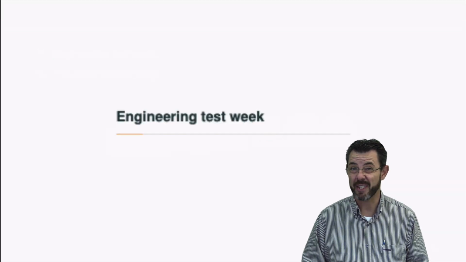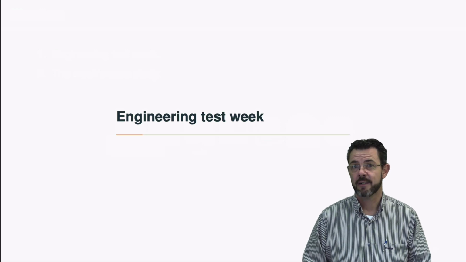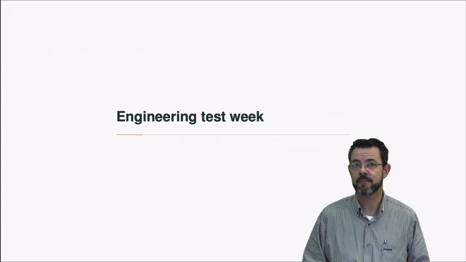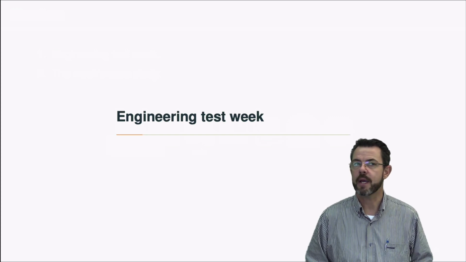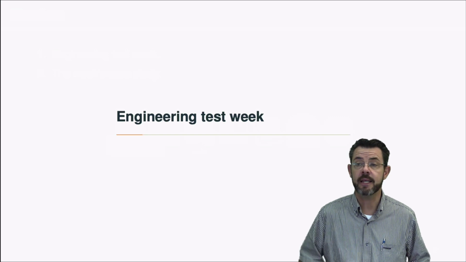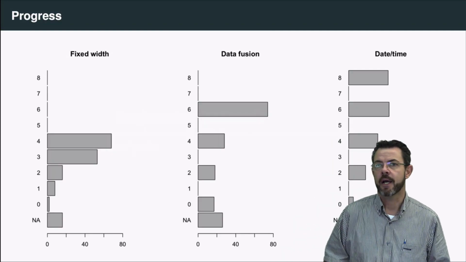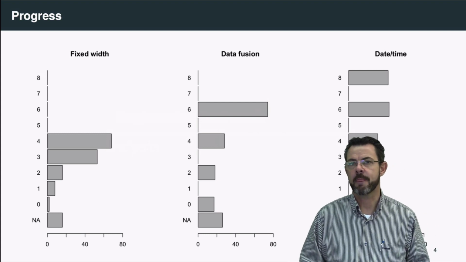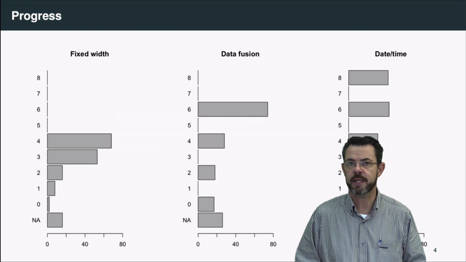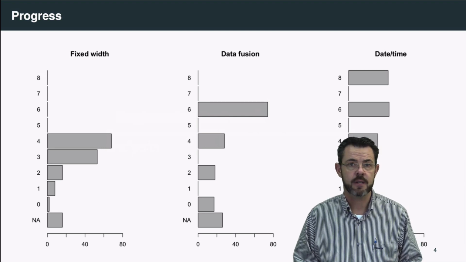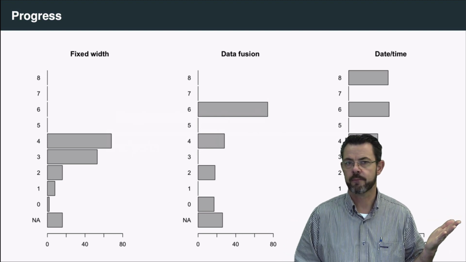Right, engineering test week, first semester test, data reading, wrangling, data fusion, date and time. How did you as a cohort of students perform in the individual assignments leading up to the semester test? If we look at the fixed width data set assignment that we did, it went fairly well. The majority of students seem to be able to read in fixed width data, that is, if you have a PDF sheet next to you from which you can actually work.